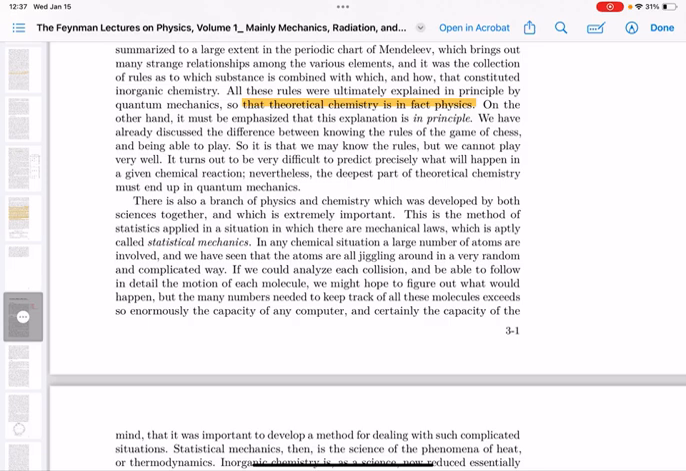On the other hand, it must be emphasized that this explanation is in principle. We have already discussed the difference between knowing the rules of the game of chess and being able to play. So it is that we may know the rules, but we cannot play very well. It turns out to be very difficult to predict precisely what will happen in a given chemical reaction. Nevertheless, the deepest part of theoretical chemistry must end up in quantum mechanics.